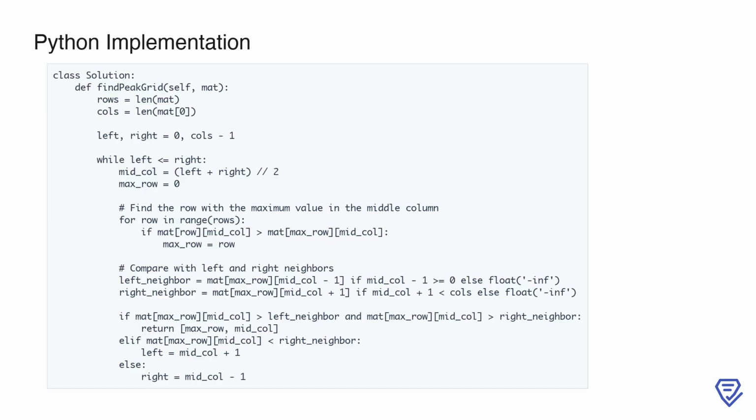4. Efficiency. This algorithm efficiently narrows down the search space in O(log(cols) * rows) time, using binary search on the columns and linear search on the rows. This approach ensures that the algorithm avoids brute force and scales well for larger matrices. It systematically reduces the problem size while ensuring correctness by leveraging the peak property of the elements.